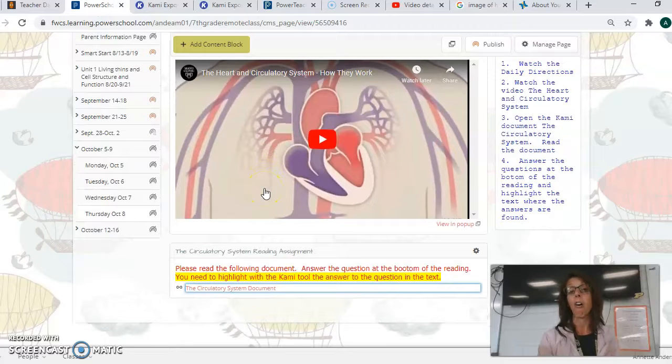That is really all that has to be done today. So you're going to mainly be watching the video, reading and highlighting the document, and answering those questions. When you are finished, you are going to turn the document in under assignments under the circulatory system document.